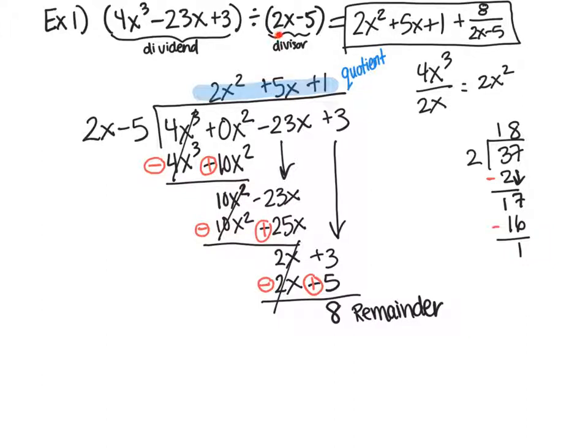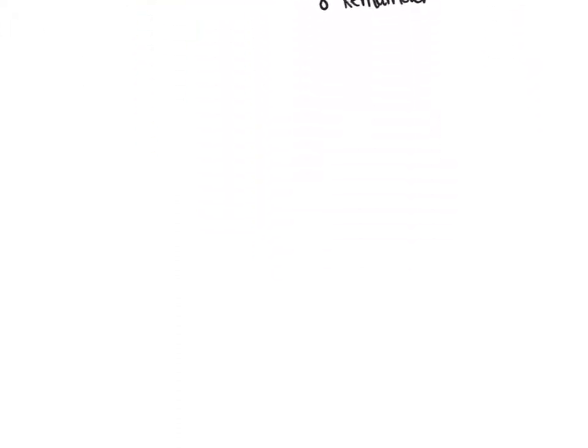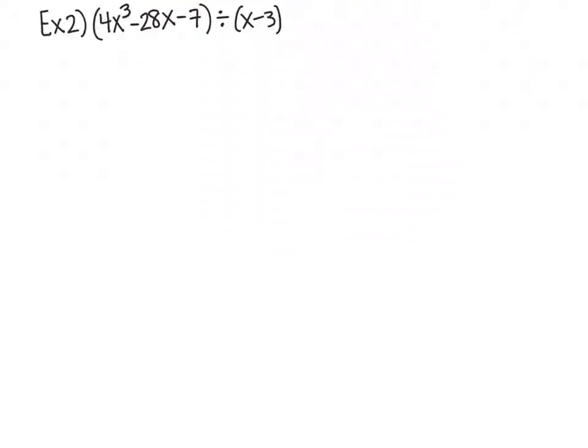So for this particular problem, because the divisor had a 2 here, we had to do long division. But in our next example, we can do a problem where you can see how synthetic division can be used. It's much quicker, it's a lot less work, but it only works when your divisor is in the form x plus a number or x minus a number. So here is example 2, and you will notice that we are having a divisor of x minus 3. So we can use synthetic division here.